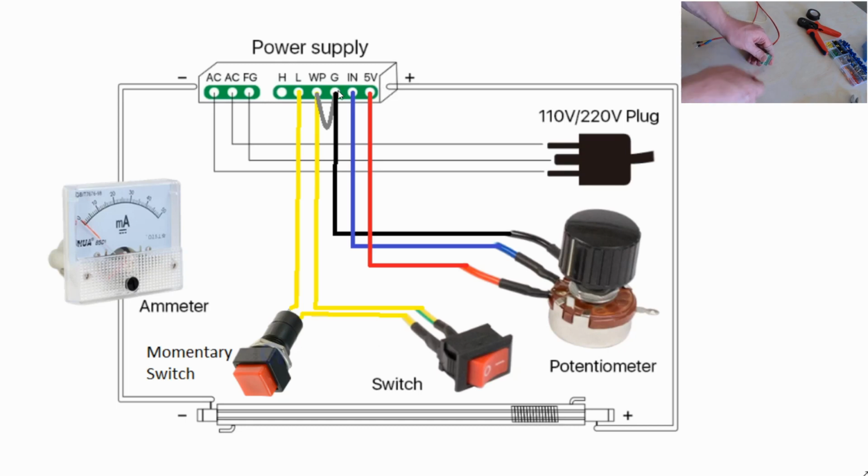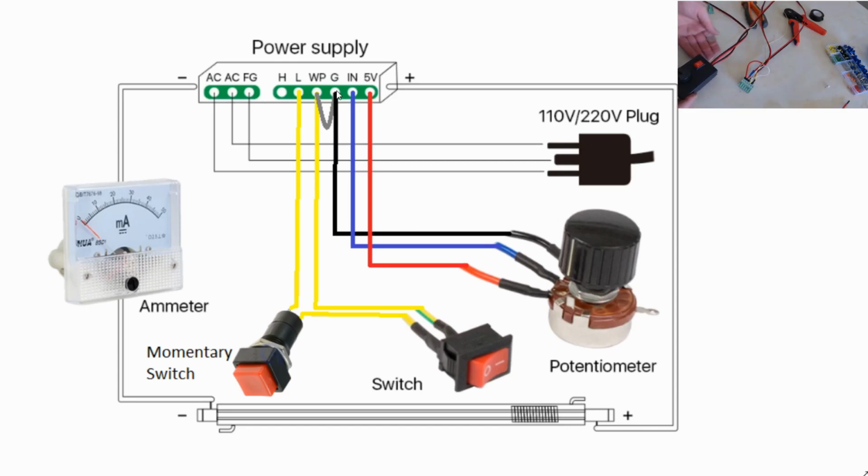In between the ground and the WP, which is the water protect, we have a jumper which overrides the water protect for the laser power supply. So it's very important that you have your water chiller running or your water pump running, and that there's water flow into the laser tube to protect it while you're using this unit.